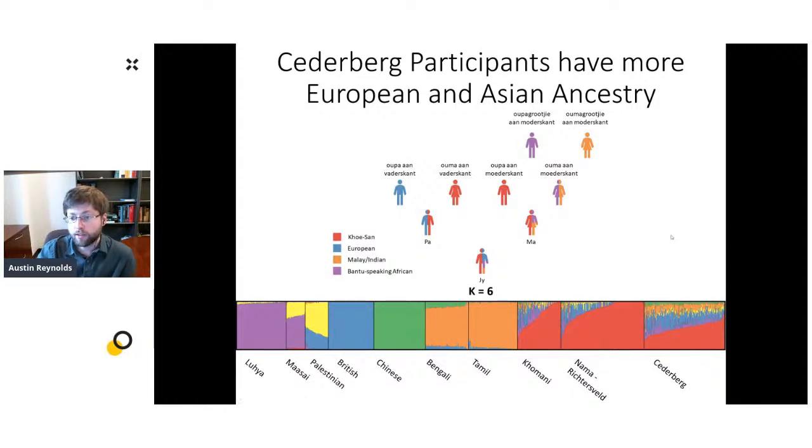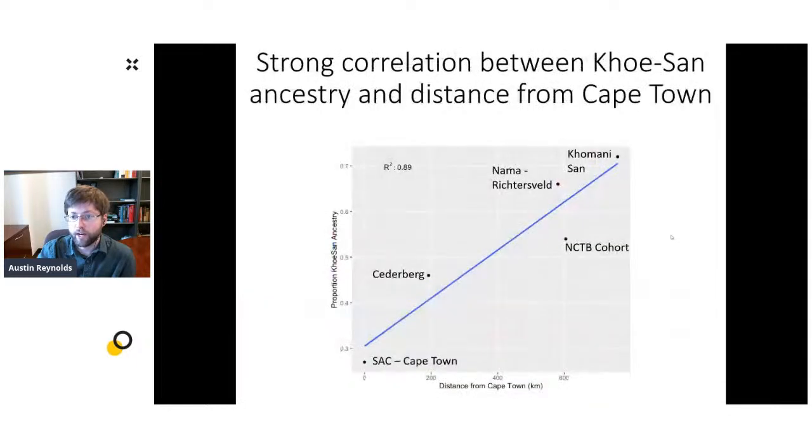And if we look at just the Khoisan components, we actually see a strong correlation between the distance from Cape Town, the major colonial and now economic center of Western South Africa, and the amount of Khoisan ancestry. So if we look at colored individuals collected in Cape Town, they have the lowest amount of Khoisan ancestry here on the y-axis, then Cedarburg individuals, and then moving up to the Nama and the Komani, who have the most ancestry. So a really strong connection between the amount of Khoisan genetic ancestry and the distance from Cape Town.